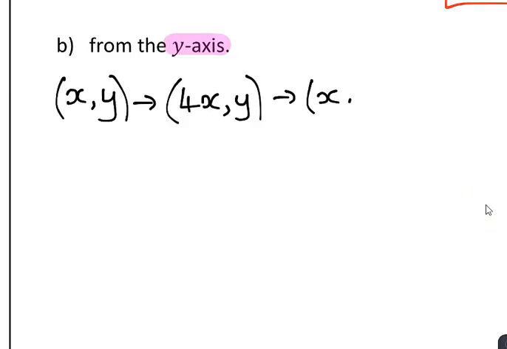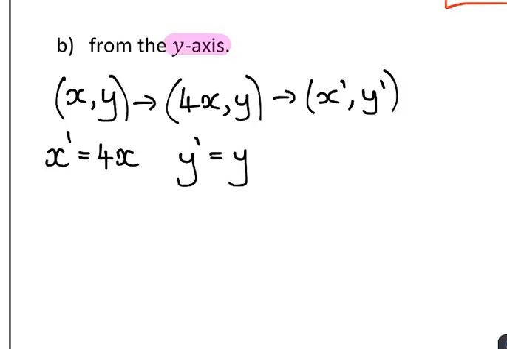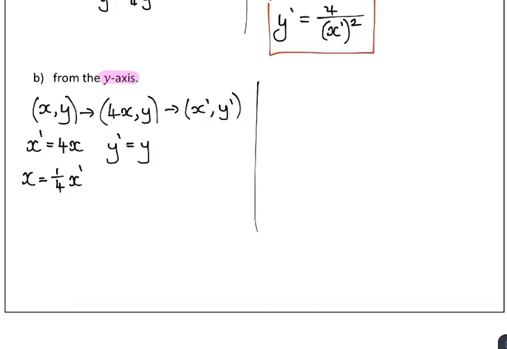This gives us a new x and a new y. Alright, two equations, x new equals 4x and y new equals y. Rearrange that first one to get the quarter x new. Substituting this into our original equation, we get y new on, or 1 on 1/4 x new squared. Now that is a really nasty answer. We would not leave it like that. What we have there is a fraction in a fraction, which is just not nice.